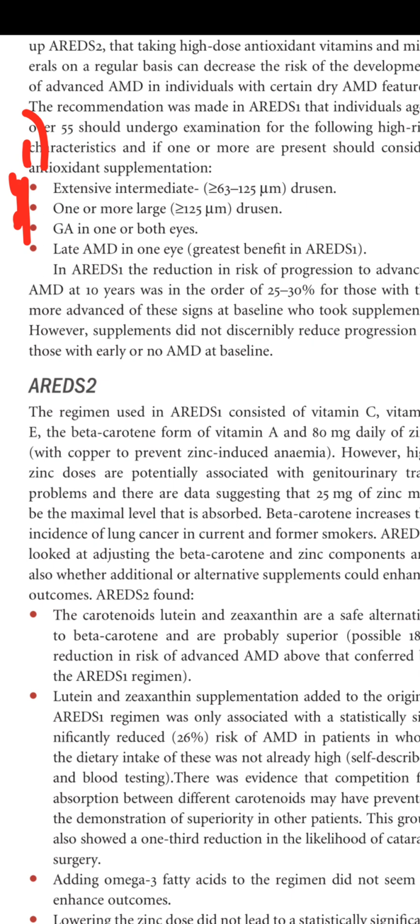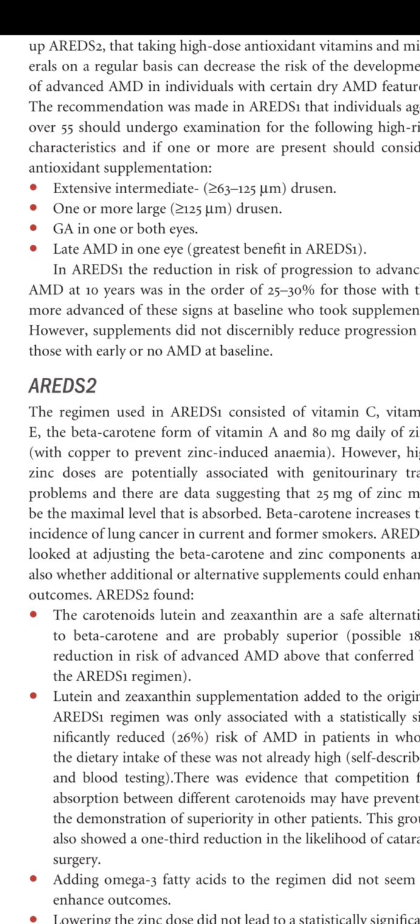Number one is extensive intermediate drusen, which are about 63 to 125 micrometer drusen, or one or more large drusen over 125 micrometers. Number two is geographic atrophy in one or both eyes. Number three is late AMD in one eye. The greatest benefit in AREDS 1 is when there is late AMD in one eye.